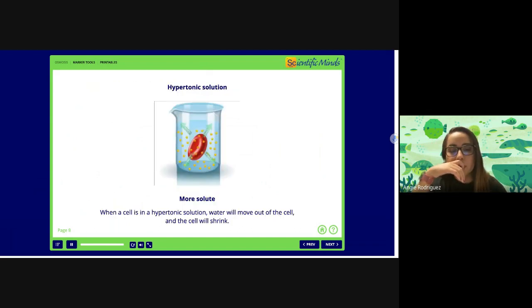When a cell is in a hypertonic solution, water will move out of the cell, and the cell will shrink.